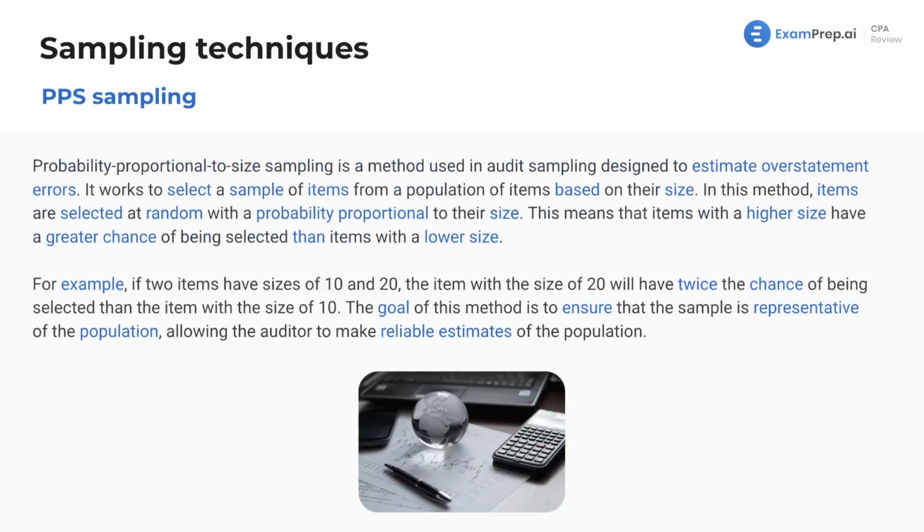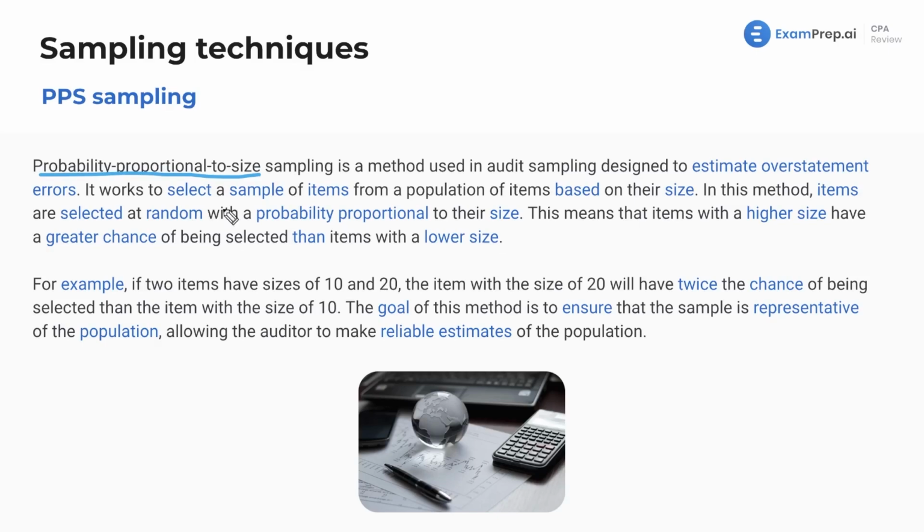All right, what's this concept of PPS sampling? Well, this stands for probability proportional to size sampling. A mouthful right there. And what are we going to see here? Just underline that there. So memorize, I wouldn't really be worried about calculation based questions, but be familiar with this concept here. It's going to be a method used to estimate overstatement errors. So right there, you got a nice definition. Make sure you know that.